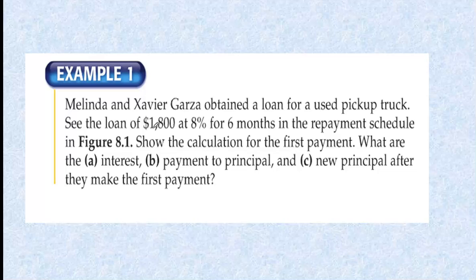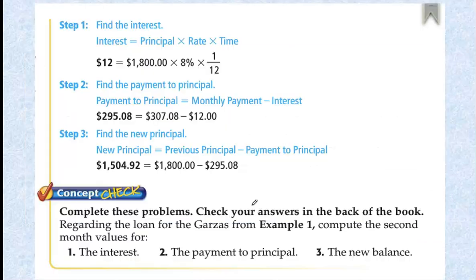Melinda and Xavier Garza obtained a loan for a used pickup truck. The loan of $1,800 at 8% for 6 months. In the repayment schedule of figure 8.1, show the calculation for the first payment. What is the interest, payment to principal, and new principal after making the first payment? So again, those are steps 1, 2, and 3.